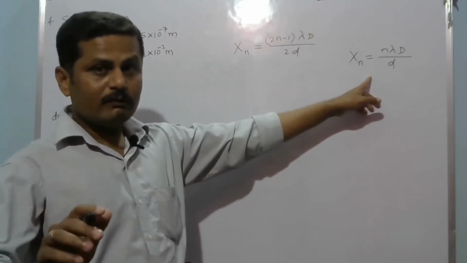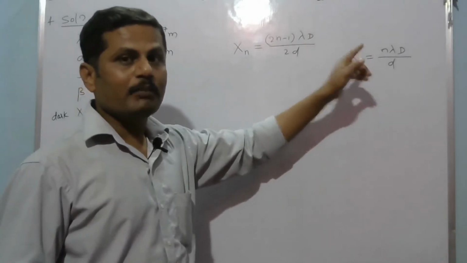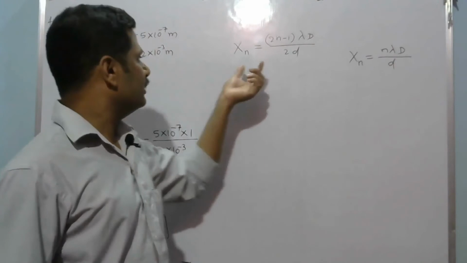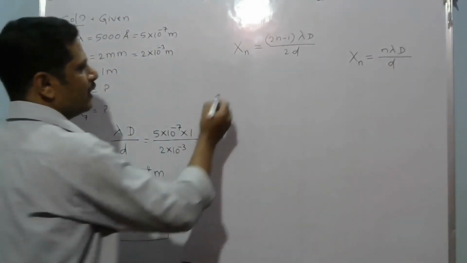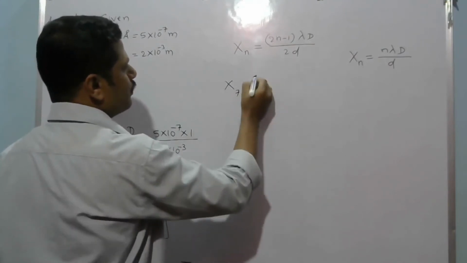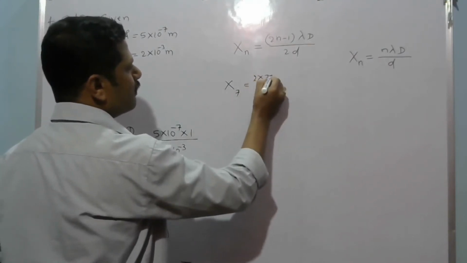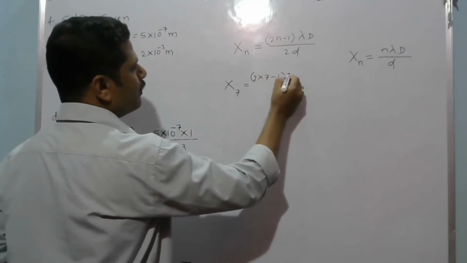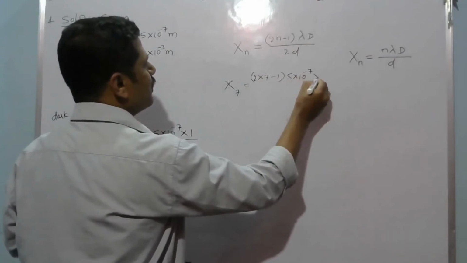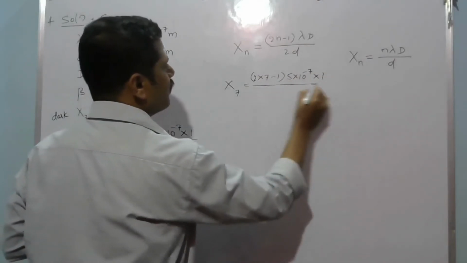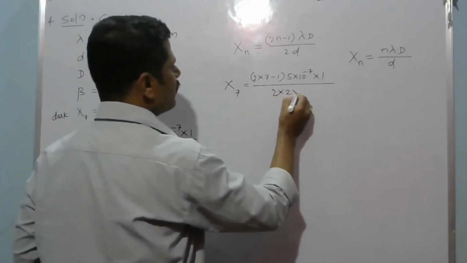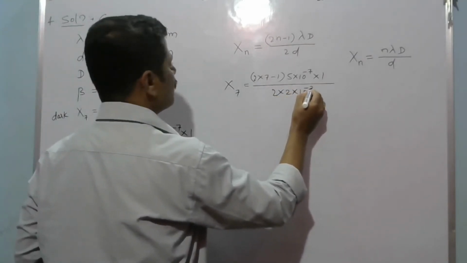Suppose if they ask you to find out the distance of the nth bright fringe from the central fringe, at that time you need to use n lambda D divided by d. But in the question we can see the dark fringe, so here we are finding the 7th fringe. This is 2 into 7 minus 1, into lambda, which is 5 into 10 to the power of minus 7, capital D is 1 meter, divided by 2 into the distance between the two slits, which is 2 into 10 raised to minus 3.